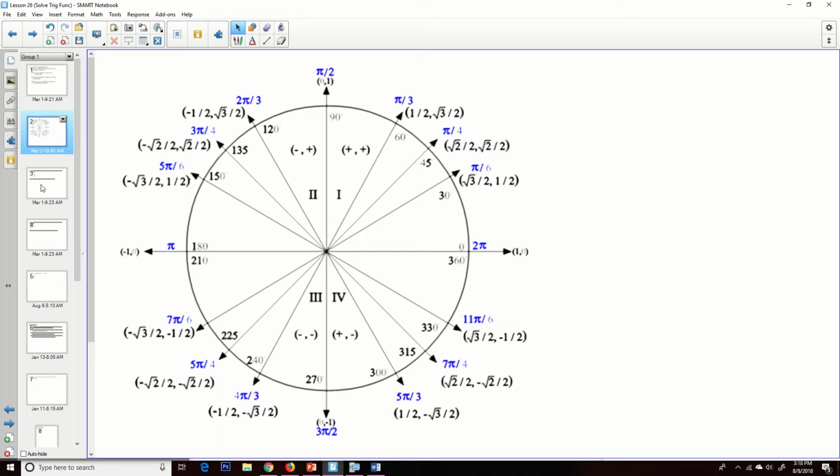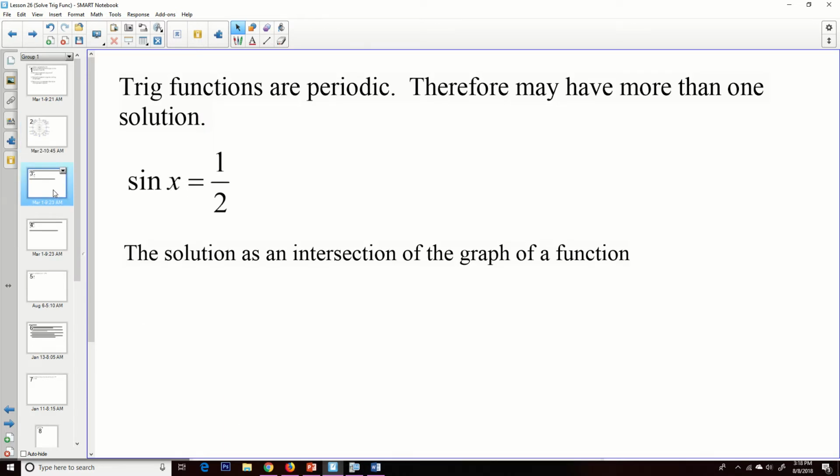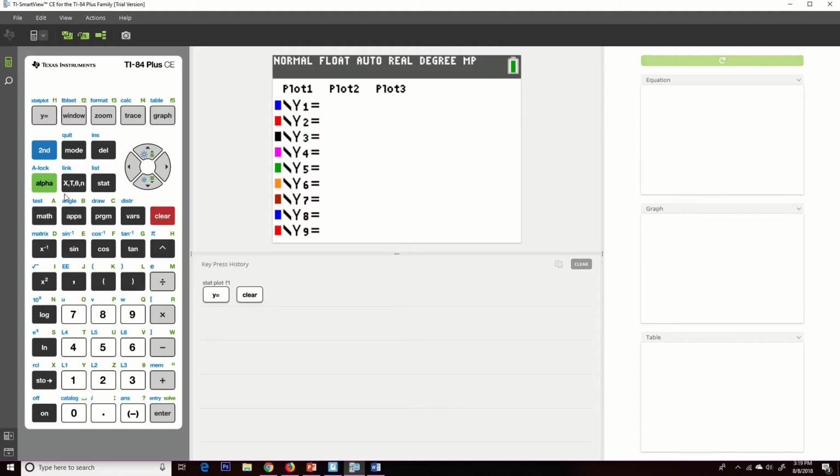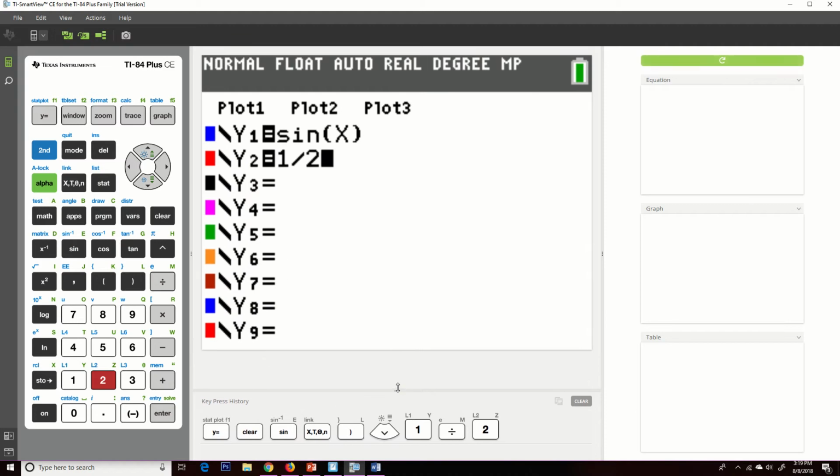And let's get to some fairly simple stuff first. These are kind of elementary examples, but trig functions are periodic, and therefore they have more than one solution. So if we talk about the sine of x equaling 1/2, the solution is an intersection of a graph of a function, or actually maybe two functions. So if I go y equals sine x, and then y equals 1/2, the sine x function you're used to, and the half is just a horizontal line.